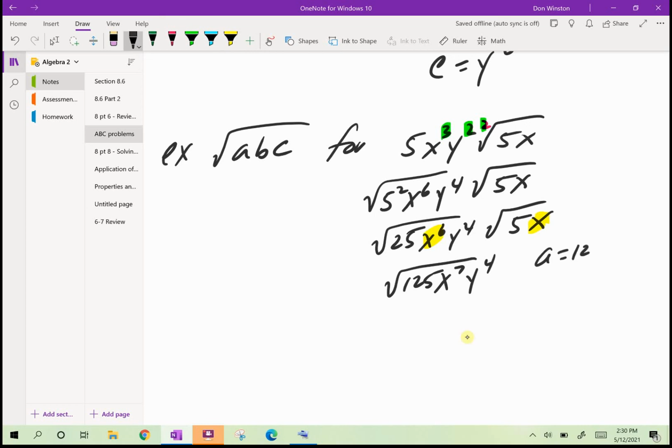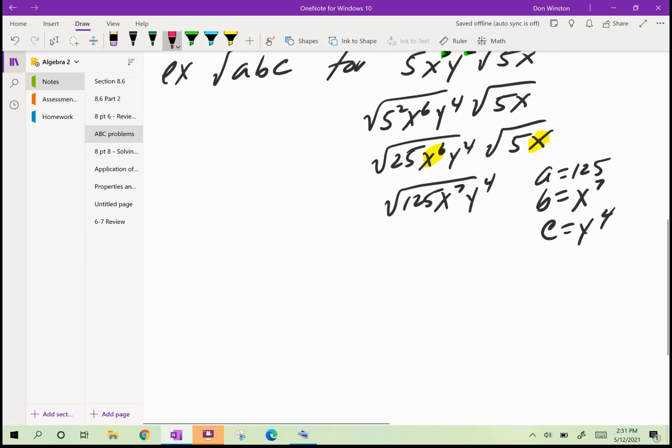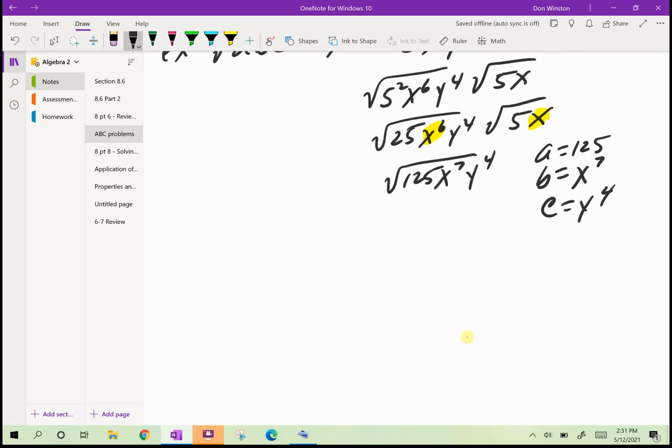So a will equal 125, b will equal x to the 7th, and c will equal y to the 4th. So that was my A, B, C. Again, we're just reversing the process. With numbers, you have to raise it to the index, 5 squared. With variables, you just take the exponent and multiply it by the index, and then stick it in the radical. Now let's take a look at another example.